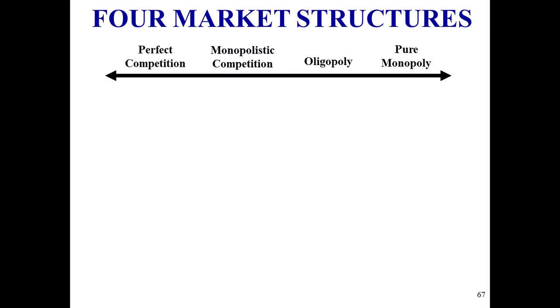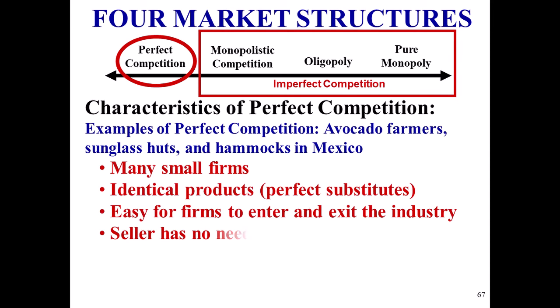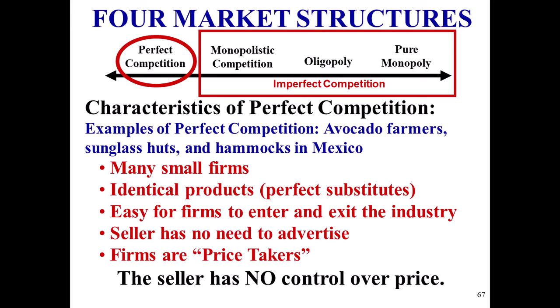Okay, moving along, right to perfect competition, right? So perfect competition is many small firms, right? They have identical products. They're perfect substitutes for one another. It's easy for firms to enter and exit. There's no advertising, okay? Firms are price takers, right? They have no control over price, okay? They just take the price that's set by the market. Why? Because there's no incentive for them to raise the price.